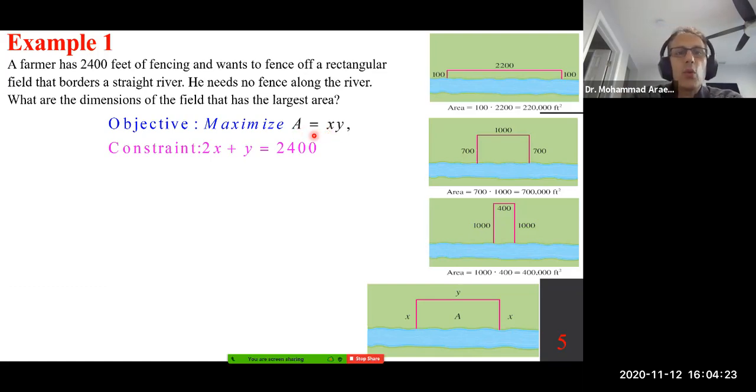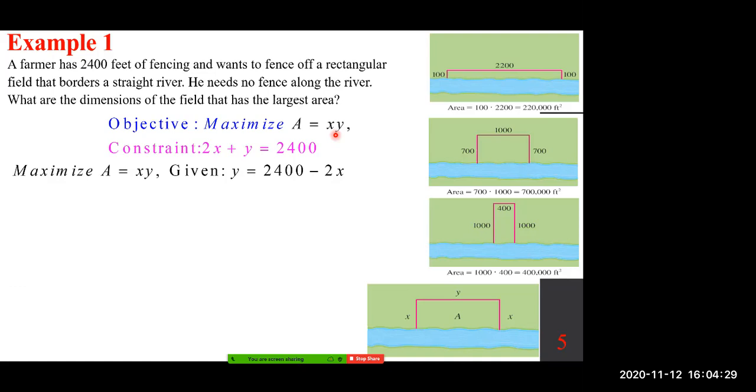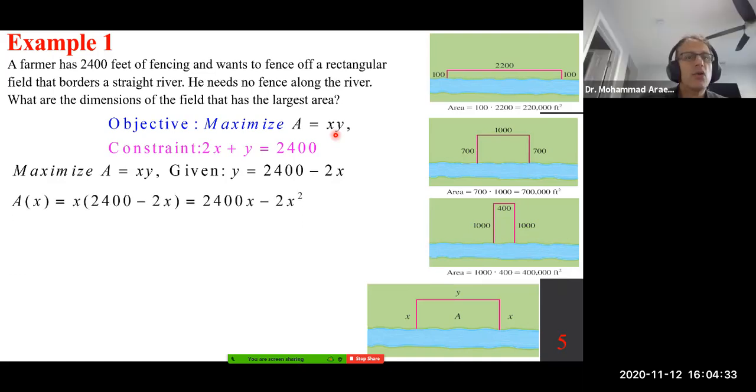If we solve for y, it becomes 2,400 minus 2x, and we replace it here. Now it is a function of only one variable. Now, you always have to figure out the domain. The domain is what? Because it's a dimension, obviously, x has to be positive.